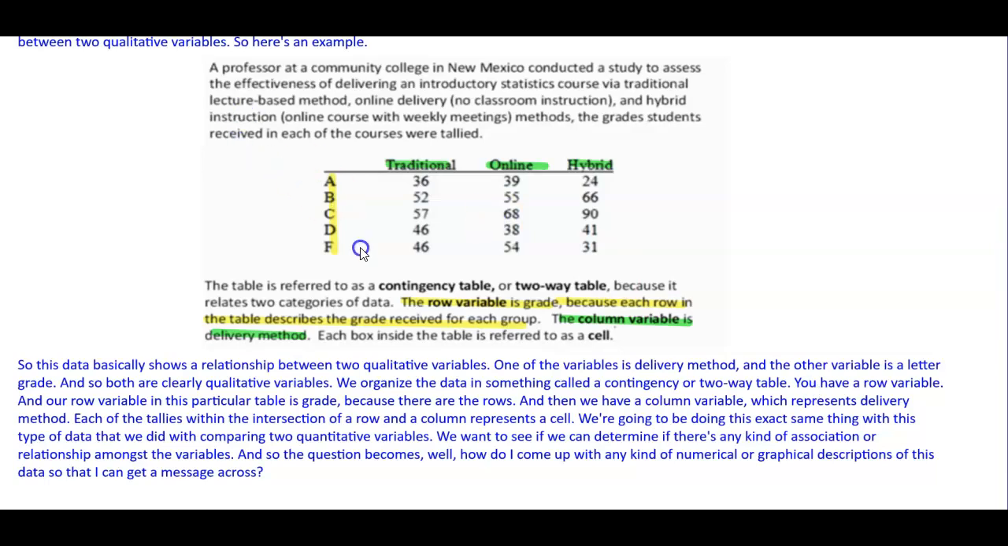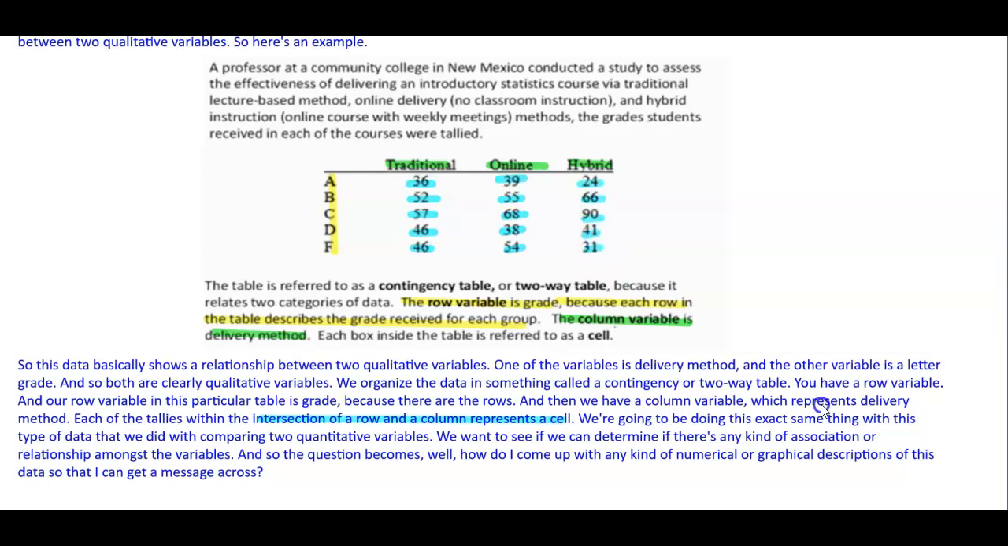Again, we have a row variable, and our row variable in this particular example is the grade, because there are rows. And then we have a column variable, which again represents the delivery method. Each of the tallies within the intersection of a row and column represents a cell. The intersection of the row and column are all of these values here. So these are considered the cells.